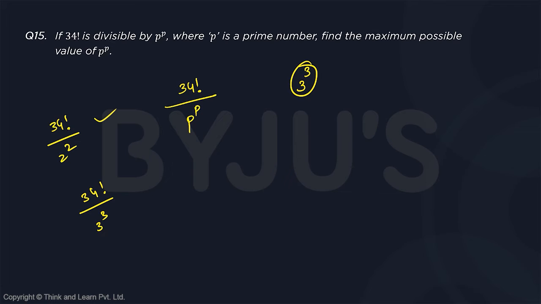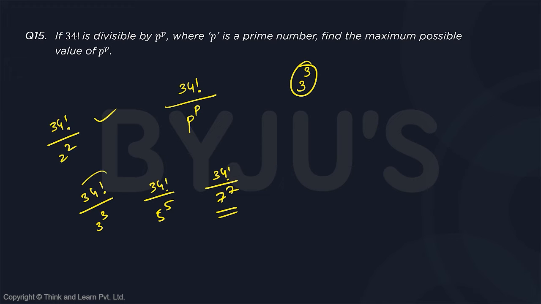You have to check. If it is divisible, then you go for the next prime number. 34 factorial, is it divisible by 5 power 5? If it is divisible, then you will check if 34 factorial is divisible by 7 power 7. Somewhere you will notice that the number of prime factors will not be sufficient. So till there you have to vary.